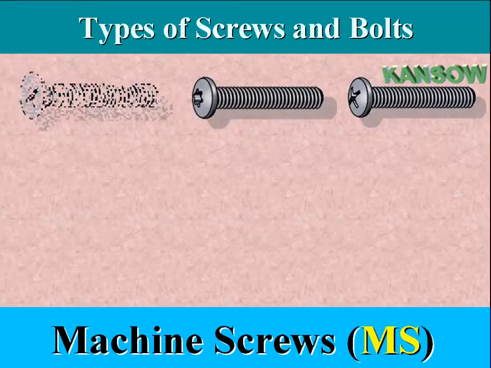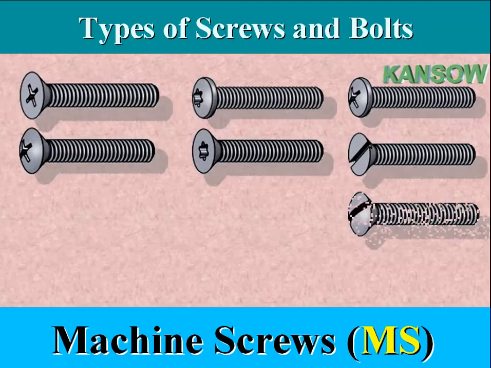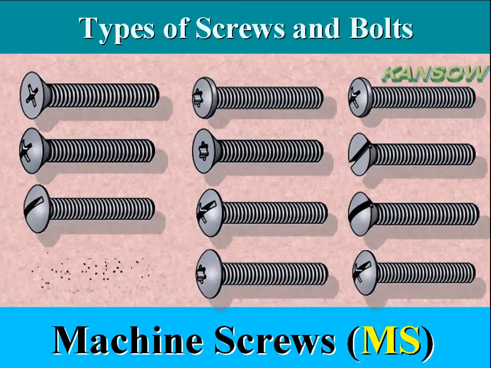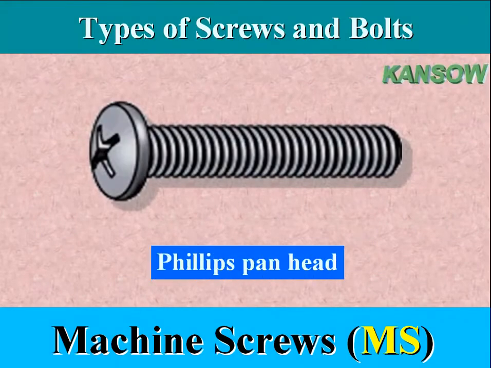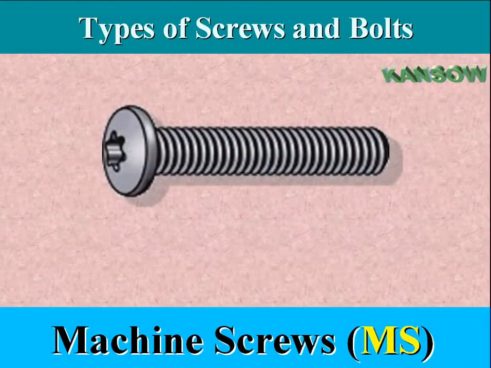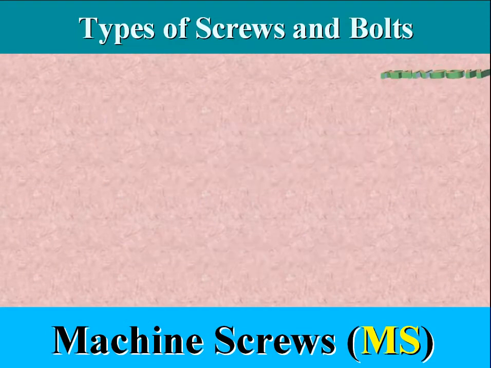Machine screws are used with a nut or in a tapped hole. Most machine screws are fully threaded to the head and are used for the assembly of metal parts. Like all screws, there are many head designs to choose from.